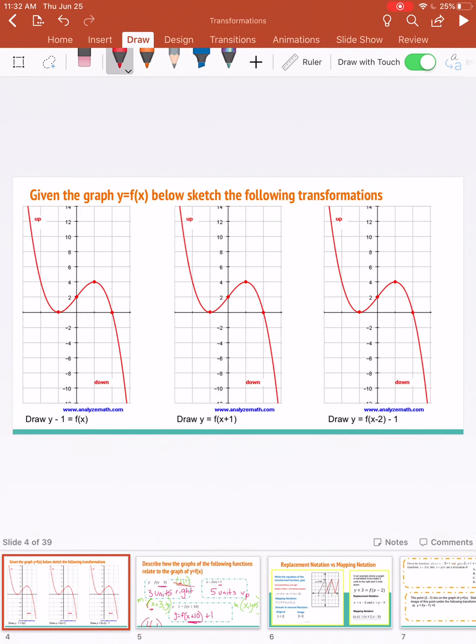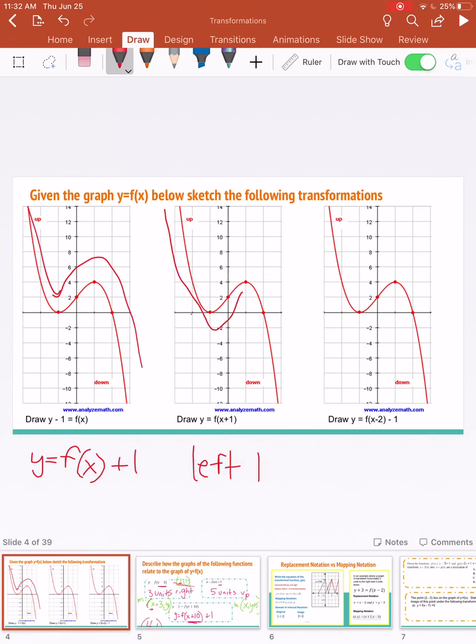Okay, and we'll go to this one, pretty straightforward. Again, always make sure your function is isolated. So this means I'm moving 1 up, so I just draw this graph, boom, move 1 up. Here, because that's in the function brackets, we know it's a horizontal translation, so we are moving left 1, right? Always opposite sign, so we just take our graph and we move left 1.